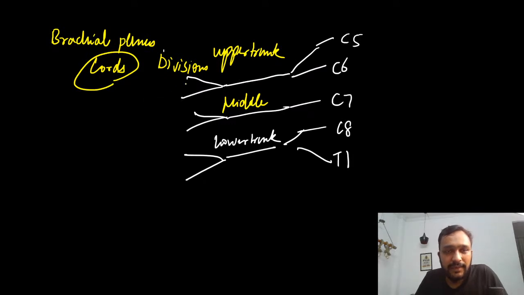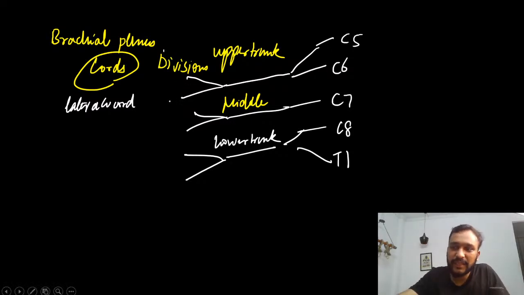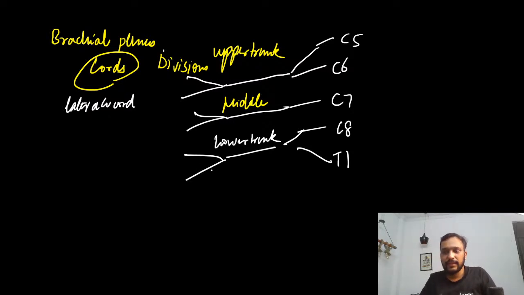So we should know, guys, how these cords are formed. The lateral cord is formed by the joining of which two divisions? Come on, guys. Anyone in the comment section? Lateral cord is formed by joining of which two structures?